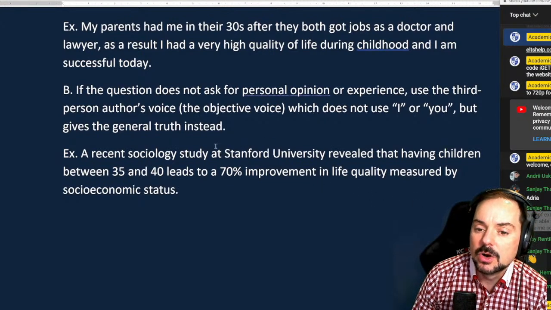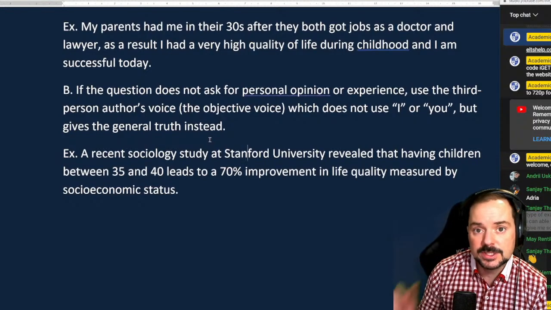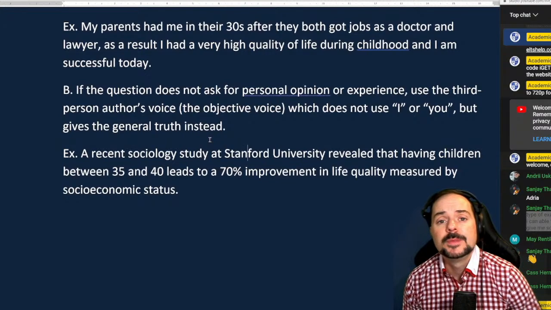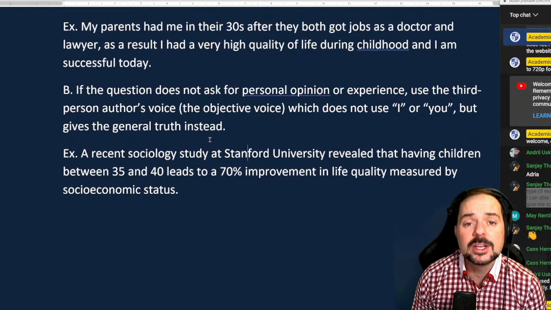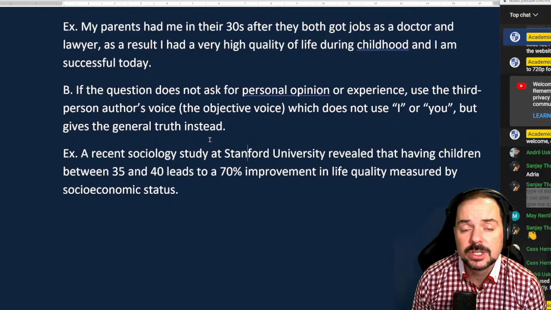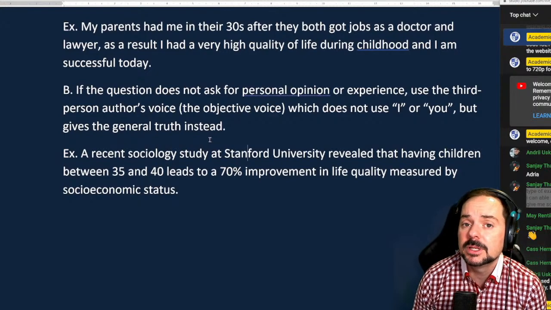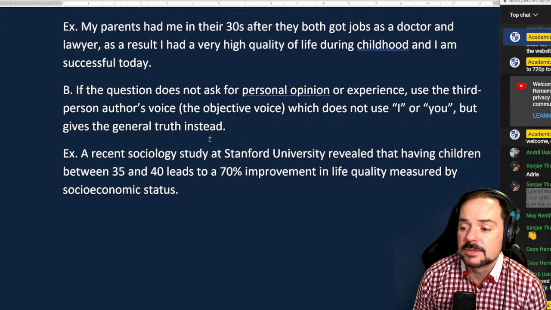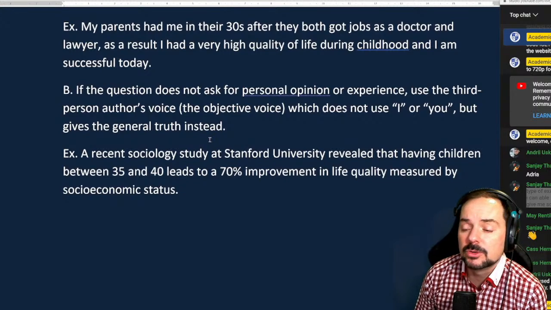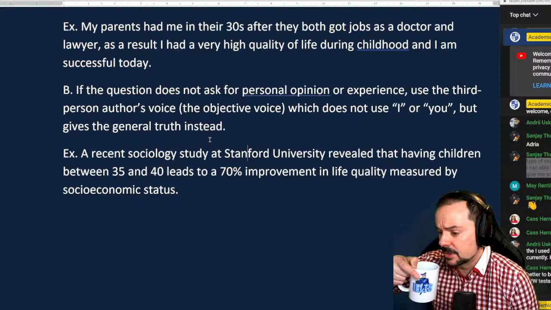All right, so in a nutshell, in summary, whether you're giving a personal opinion or an objective opinion depends on the question. Pay careful attention to the question and use the voice of your essay accordingly. Be familiar with first, second, third person voice in writing. Understand what these mean and how to use them. It's a very important and fundamental part of writing, not just for IELTS, but in general.